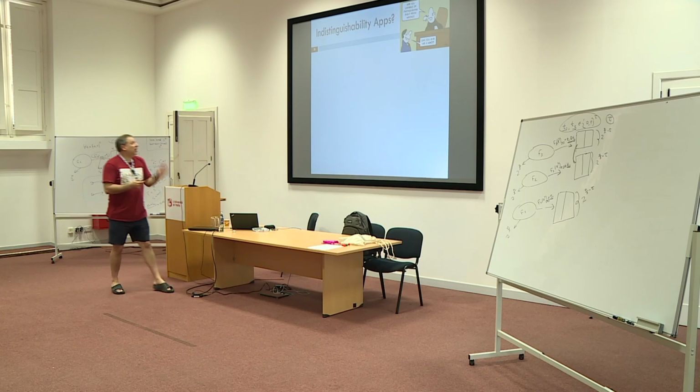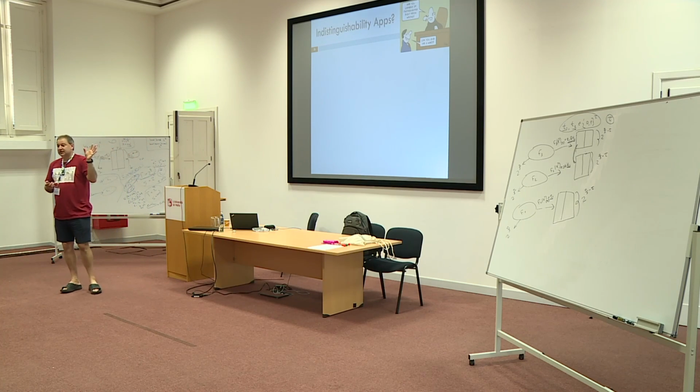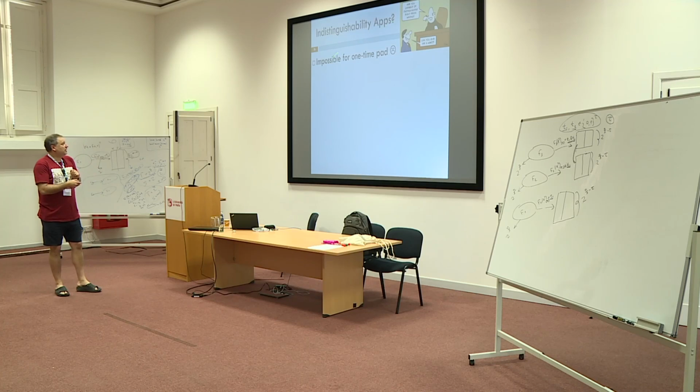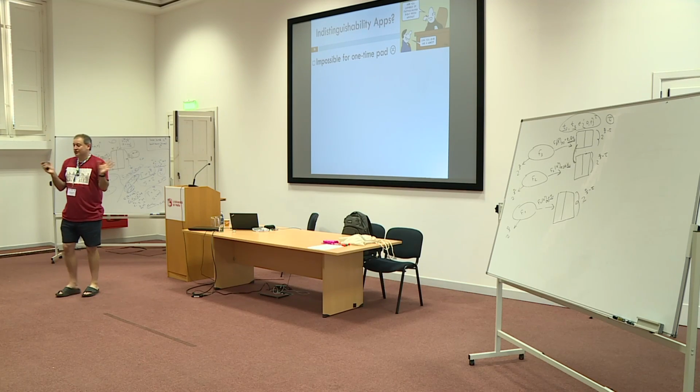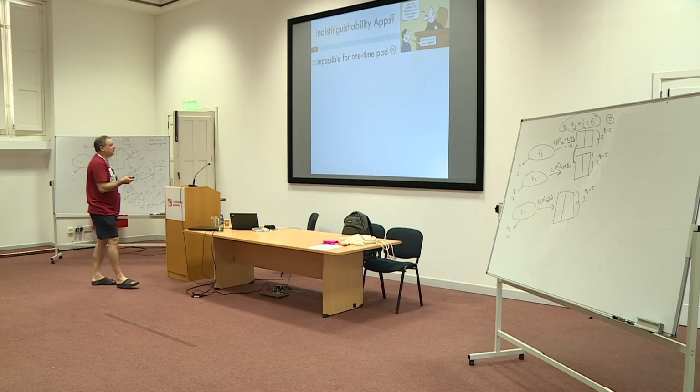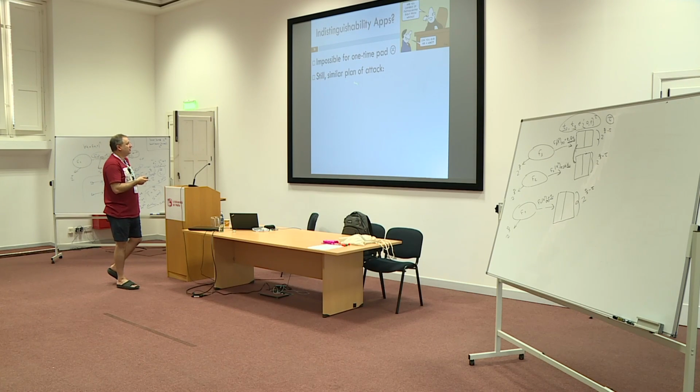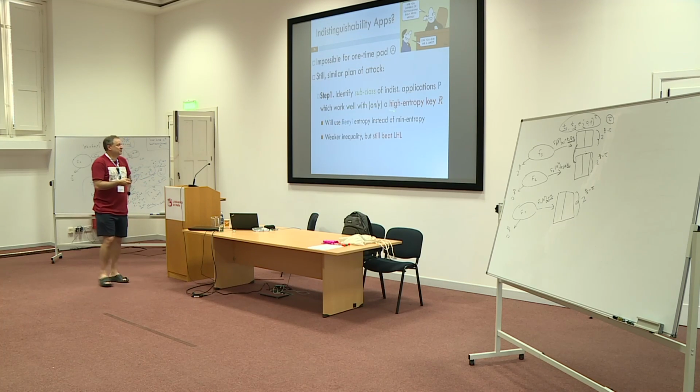Good. So how do we deal with indistinguishability applications? First of all, we should know that we are not going to succeed for all of them, because as I told you, for one-time pad, I need a statistically random R. There is nothing I can do. So how do I restrict to the class of indistinguishability applications where I can get better entropy loss? Well, let's have a plan of attack, and then we'll see what we get out of it.